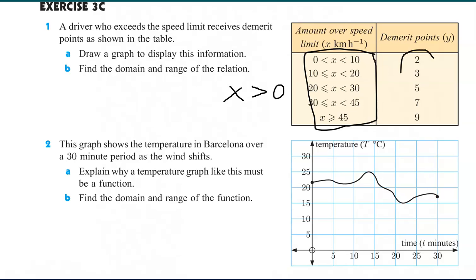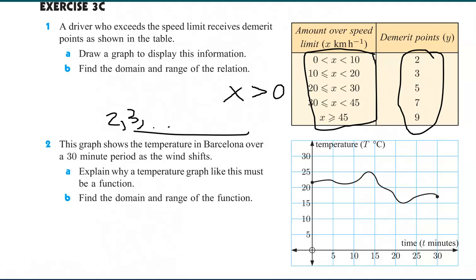The range are all these demerit point values. So the only possibilities would be 2, 3, 5, 7, and 9. So the range is only those numbers. I'm not going to write them all because it's so hard to write, but you can see I'm going to say 2, 3, 5, 7, and 9. That's what the range is.